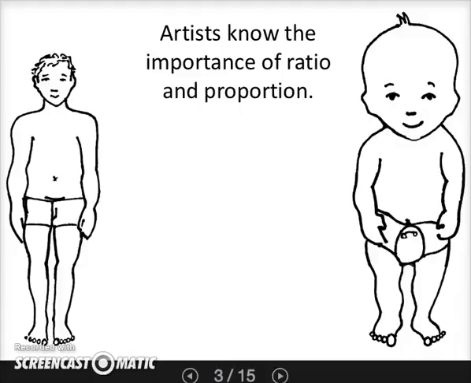Artists have long known the importance of ratio and proportion. For example, what if I were to try to convince you that this person here, being the shorter of these two people, must be a child, and this must be an adult, because it's the taller person? Well, you wouldn't believe me, because this picture simply looks like a baby, and we may not know what makes it look like a baby, but we know that this looks like the baby, and this looks like the adult.